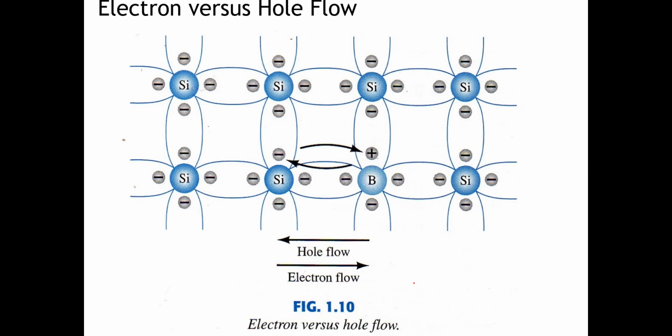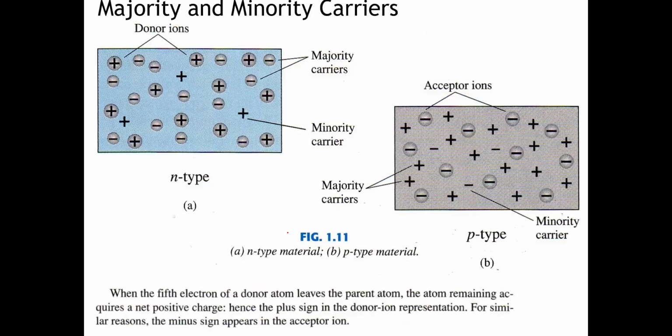And this is the electron and hole flow. The electron flows like this, to the right side, and the hole to the left side. So this is the electron versus hole flow in the material. N-type has majority carrier of electrons and minority carrier of holes.